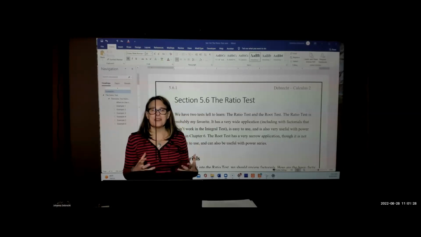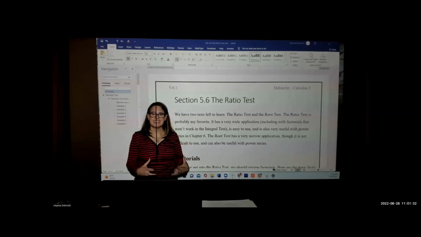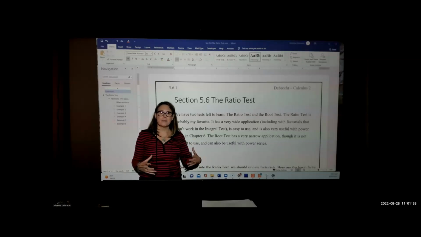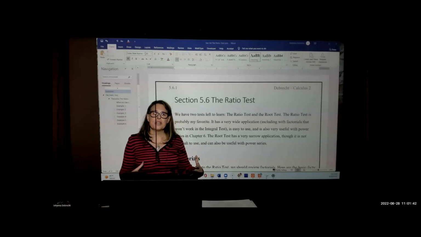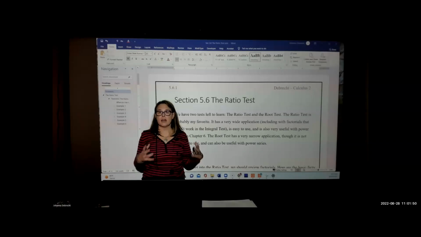Now, I'm so excited that we're here because the ratio test is my favorite test, hands down. It has a very wide application. Probably my second favorite test is the integral test, just because I like to integrate. But the ratio test has a very wide application. It does not require that the terms of the sequence always be non-negative. Remember, that's one of the requirements of the limit comparison test and the integral test.